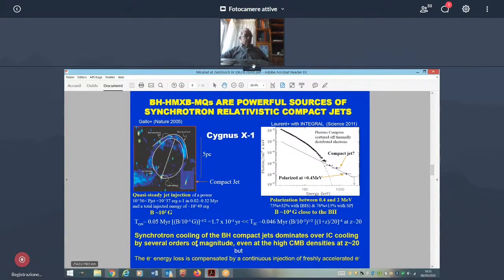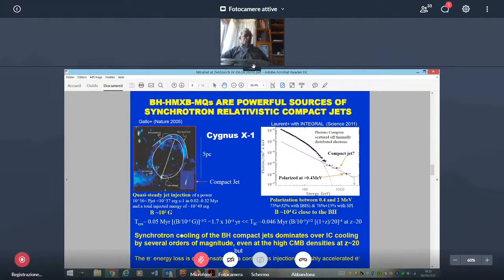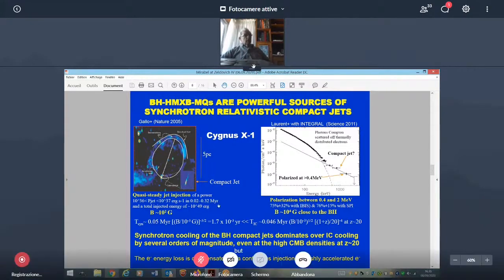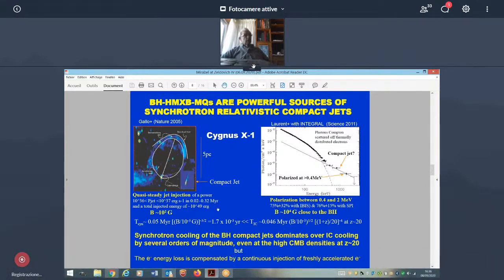And the point is that the energy loss due to synchrotron cooling is compensated by a continuous injection of freshly accelerated electrons that keep these jets quasi-steady for timescales of tens of thousands up to 100,000 years.